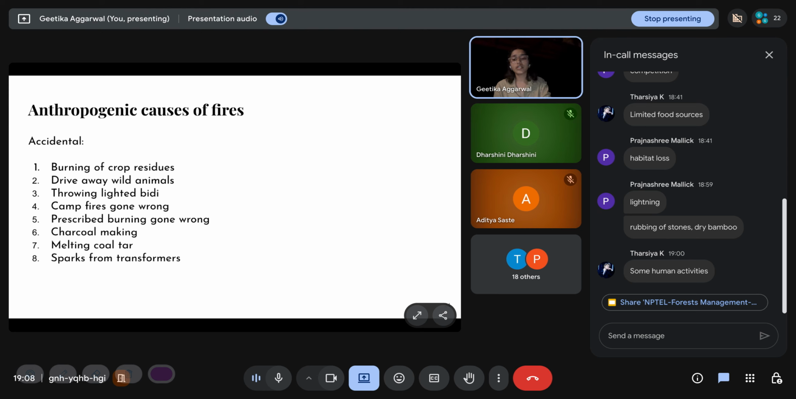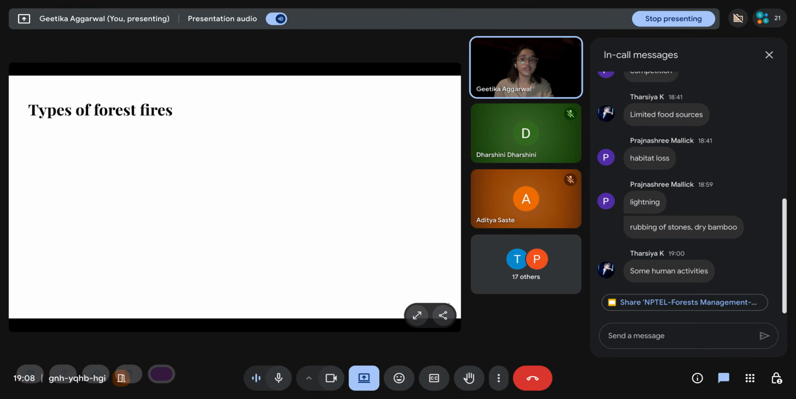Or if there are some sparks happening in transformers or vehicles, these can be other anthropogenic causes of fires, but accidental. They're not trying to burn the forest, but it happened because they were doing something else. Okay, so these were certain natural and man made causes for forest fires.